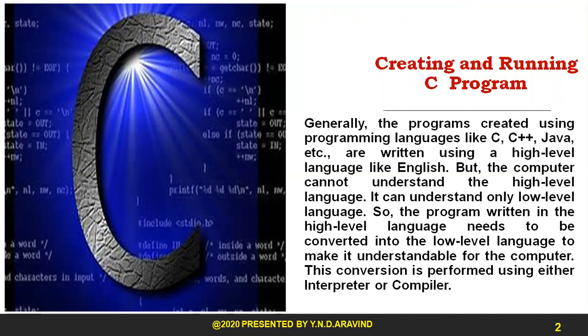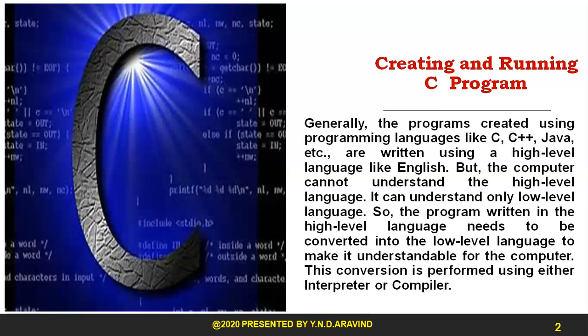Now, popular programming languages like C, C++, Java, etc. use the compiler to convert the high-level language instructions into low-level language instructions. So a compiler is a program that converts the high-level language instructions into low-level language instructions. And generally these compilers perform two things. First, it verifies the program errors. If errors are found, it returns the list of errors. Otherwise, it converts the complete code into low-level language.